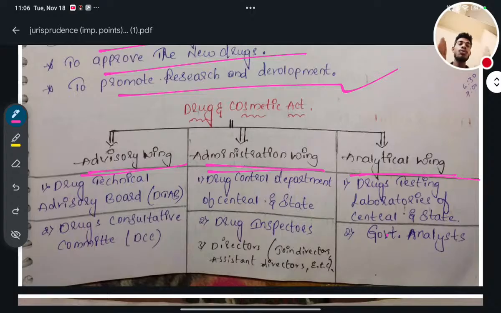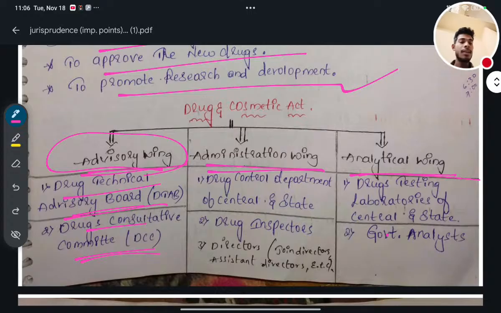Advisory wings are those wings which advise for the proper implementation of the different rules and their activities. In this you will mainly see the Drug Technical Advisory Board and the Drugs Consultative Committee. So they will simply ask, the Drugs Consultative Committee comes under which of the following wings? Advisory wing, administrative wing, analytical wing, none of the above. So the answer will be advisory wing. So the Drug Technical Advisory Board and the Drugs Consultative Committee advise.